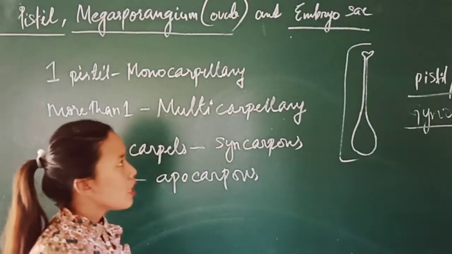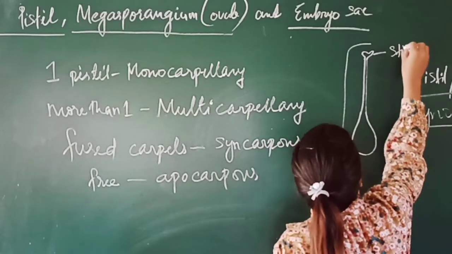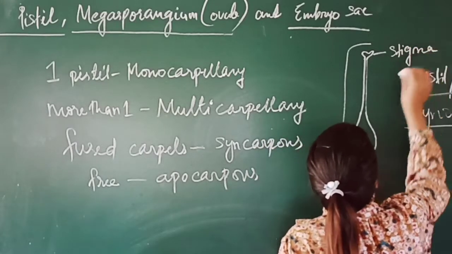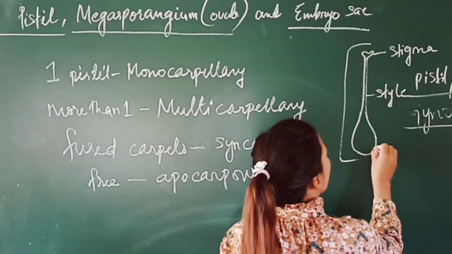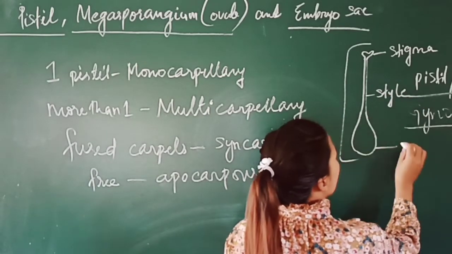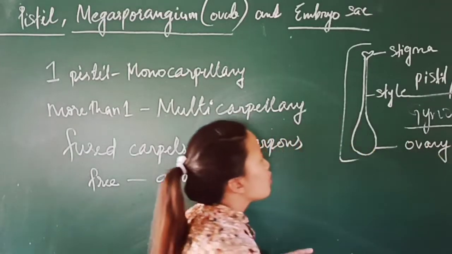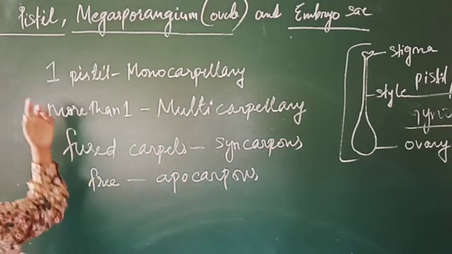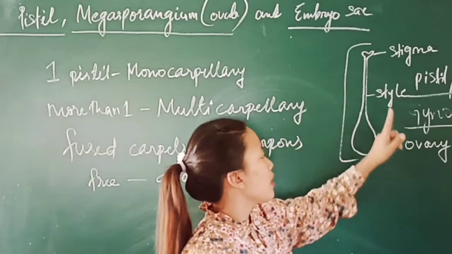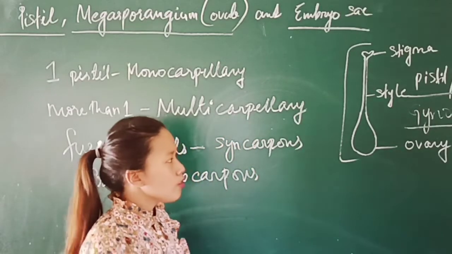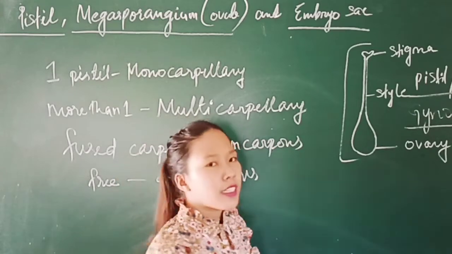Okay. The tip of this pistil is called the stigma. This long slender part is called the style, and then the basal bulging part is called the ovary. Okay, so this is the structure of this pistil. Pistil has three parts, that is stigma, style, and ovary. Now, inside this ovary, you will find this ovarian cavity.